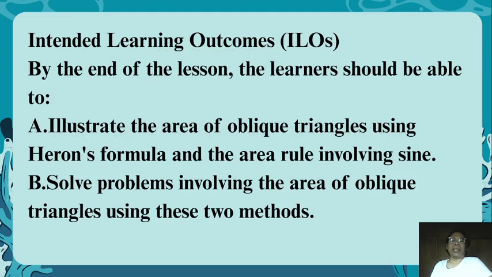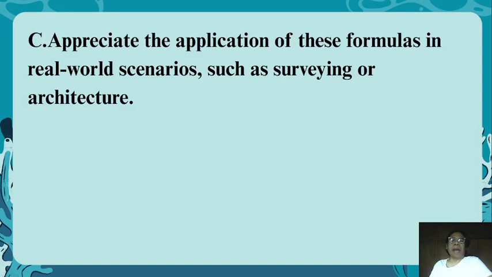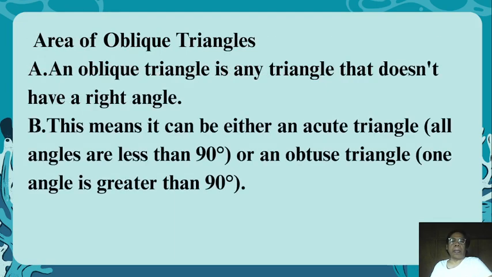Intended learning outcomes. By the end of the lesson, the learner should be able to: A. Illustrate the area of oblique triangles using Heron's formula and the area rule involving sine. B. Solve problems involving the area of oblique triangles using these methods. C. Appreciate the application of these formulas in real-world scenarios such as surveying or architecture.